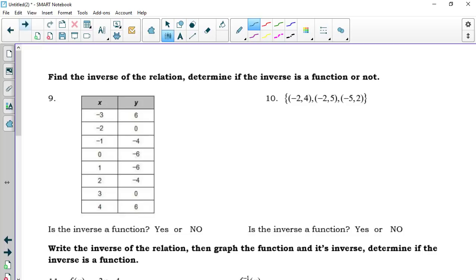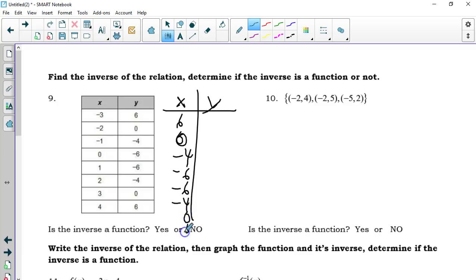Okay, find the inverse of these for number 9 and 10. So I'm just going to make another XY table. And here's how simple it is. You're literally just going to write all the y's in x. 6, 0, negative 4, negative 6, negative 6, negative 4, 0, and 6. Ran out of room. And then you're going to put the x's over here. Negative 3, negative 2, negative 1, 0, 1, 2, 3, and 4.